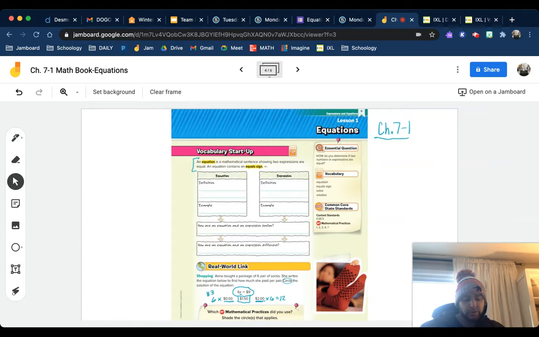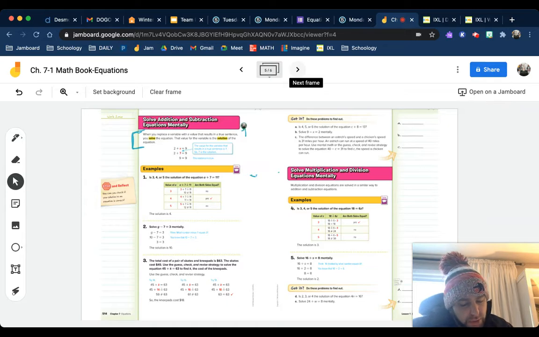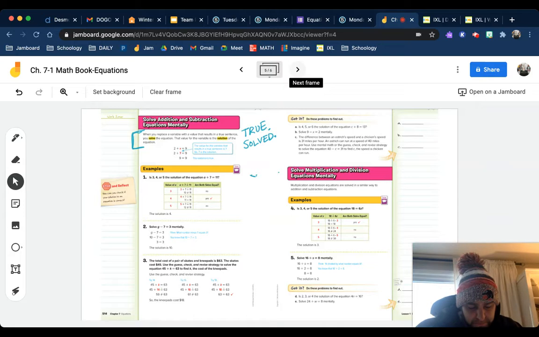Now this is saying which one satisfies it. That kind of goes with one of those IXLs. If you continue on, if I go to that next slide, it says when you replace a variable that results in a true sentence, right up top here, you solve the equation. So when you make it true, that means you've solved it. Okay, when it's true, you solved it. The value for the variable is the solution. So that 7 right there was your solution.